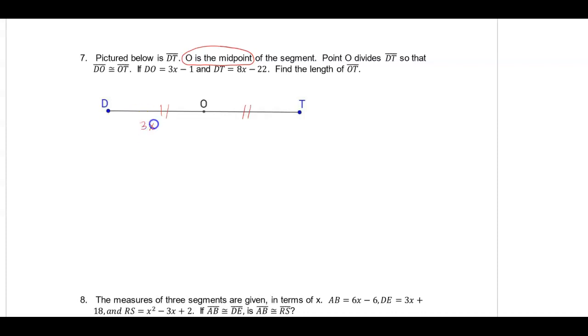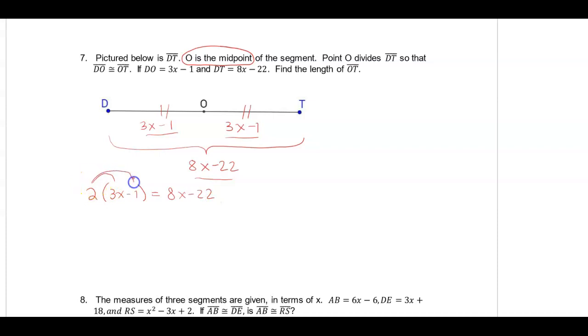DO is 3x minus 1. DT, the whole thing, is 8x minus 22. Now what might be helpful is we label DO as 3x minus 1, and OT is the same length. So you could label OT as 3x minus 1 as well. Now you might be able to notice visually, you could do 3x minus 1 plus 3x minus 1 equals 8x minus 22, or 3x minus 1 times 2, and set that equal to 8x minus 22. So there's options. They're the same difficulty.